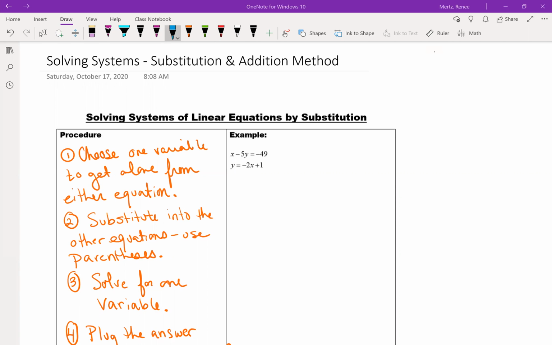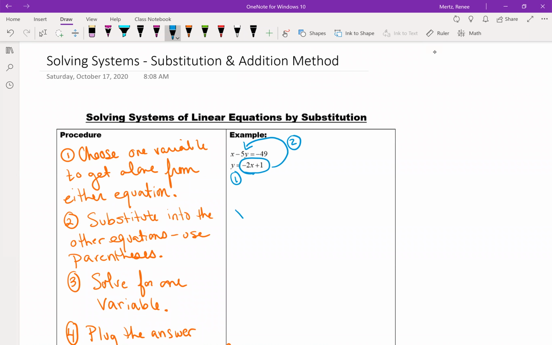I put the notes here, so you might have to pause it to get the notes. But step one is to choose one variable to get alone. So in this one, this y is already isolated for us. So we're going to take that y equals, and we're going to do step two. So step one was just to get that alone. It already was. Step two is we're going to take this equation and we're going to plug it in to the other equation where the y is.